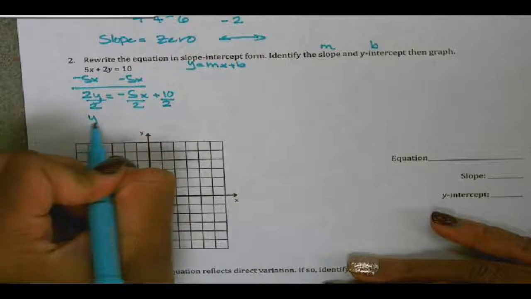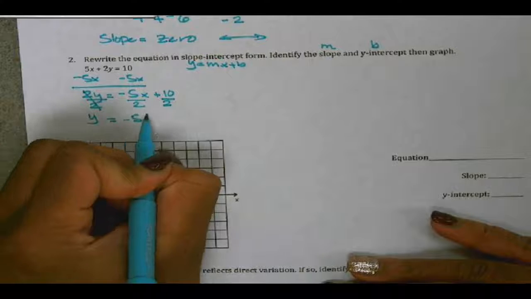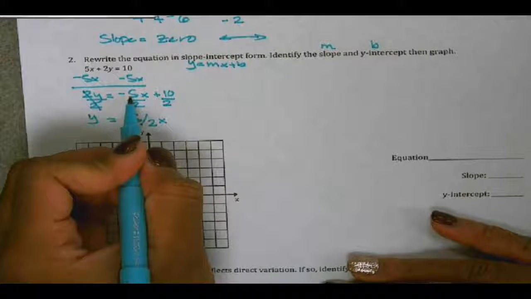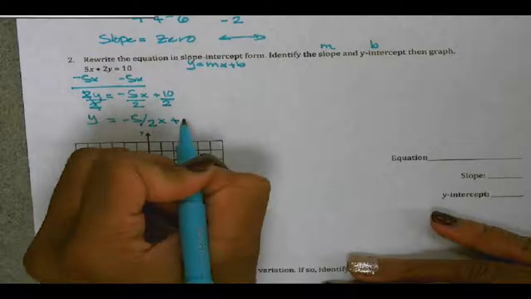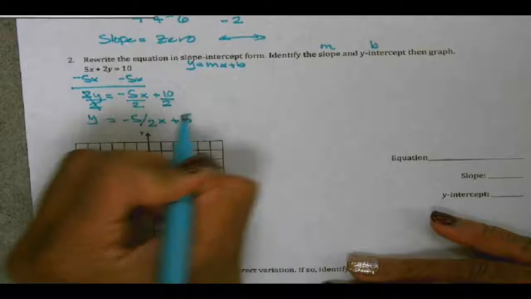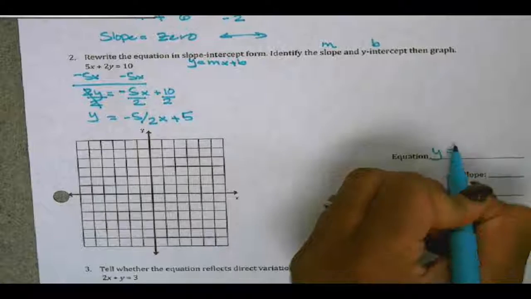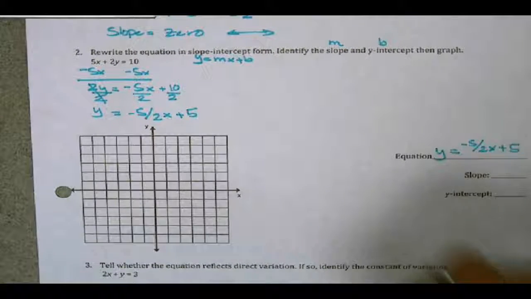What do we have left? Well, these y's cancel out. This is a fraction. I'm good with it. I do not want a decimal because that makes it difficult for me to graph. So I'm just going to write it as a fraction, negative 5 over 2 x plus 10 divided by 2. 2 goes in that evenly, so I'm going to put 5. So they asked me what my equation is. My equation is y equals negative 5 over 2 x plus 5.